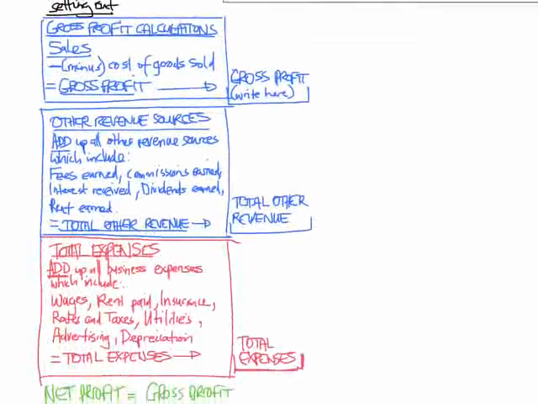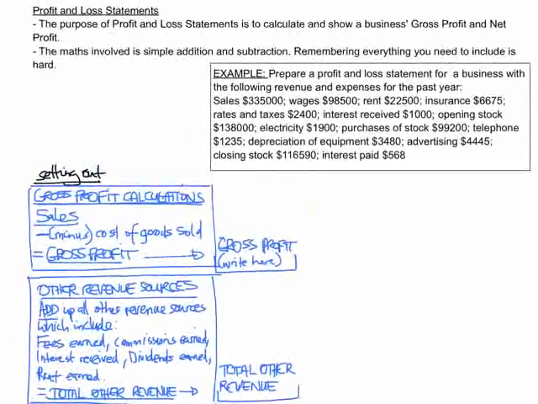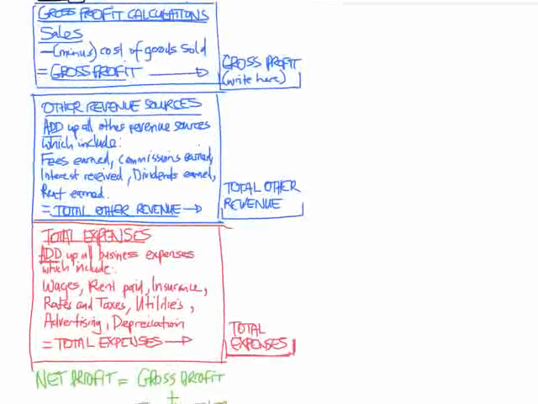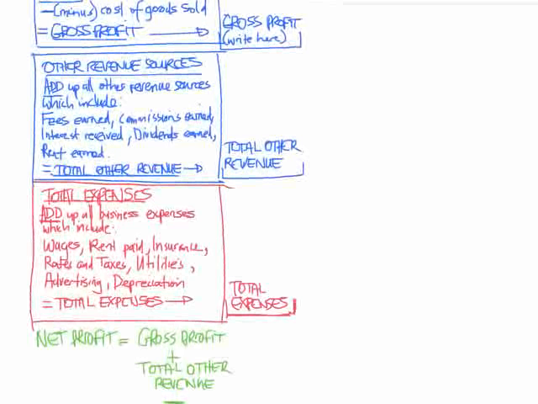The next step is to look at the question and work out if there's any other revenue sources other than selling the items that the business is trying to sell. So this can be fees earned, commissions earned, any interest received from, say, a bank account that they've invested money in, dividends earned from the share market, or rent earned, if they own property and they're getting money from people renting that. So you add all that up, and that is considered the total of all other business revenue. So that's revenue that's not coming from selling their goods, which is worked out up here. This other revenue is the total of all the other sources of money that they can make.